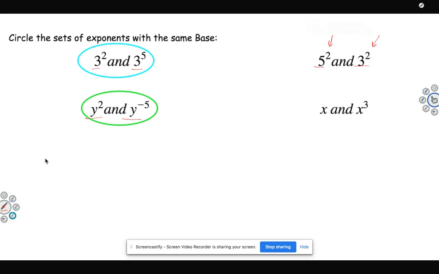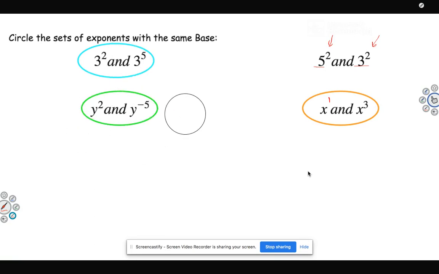And if we look here, we have x and x to the third. The x is a little bit confusing because it doesn't have an exponent, but something we've talked about in the past is that if a base doesn't have an exponent, the exponent is always 1. But regardless, both of those are x, so they do have the same base. That's going to be important to remember for our next step.